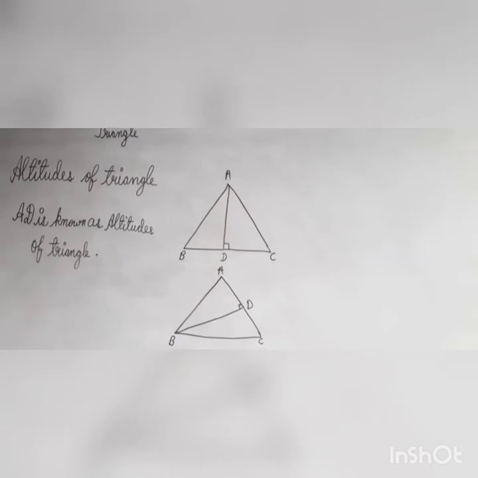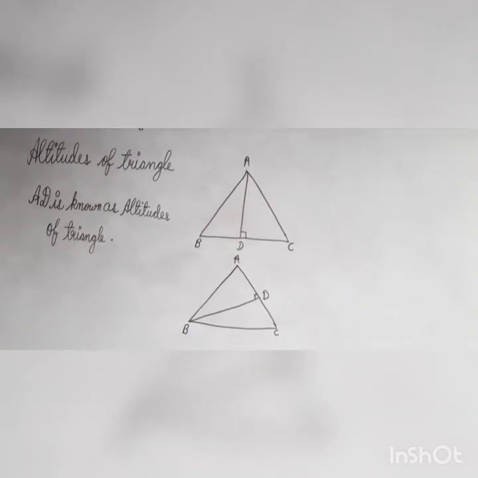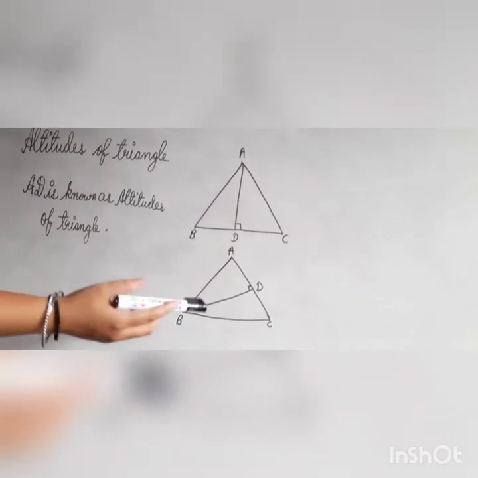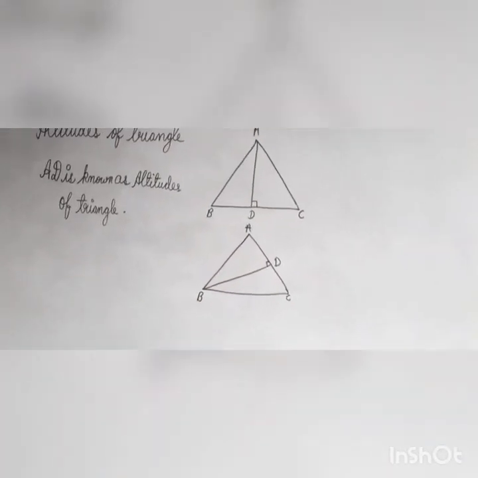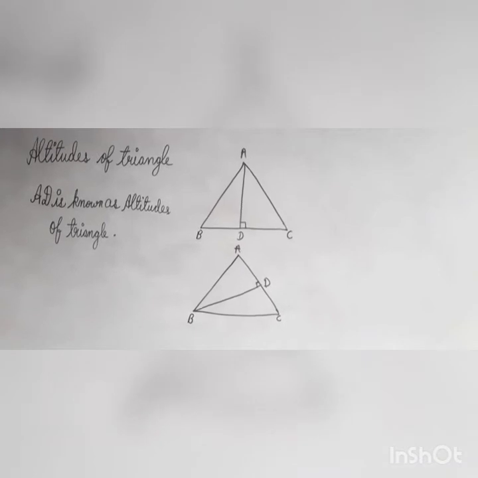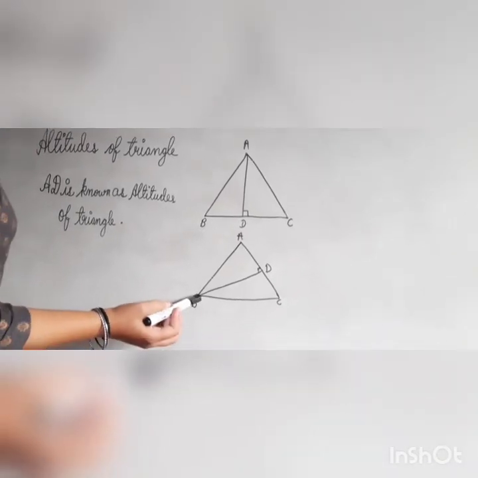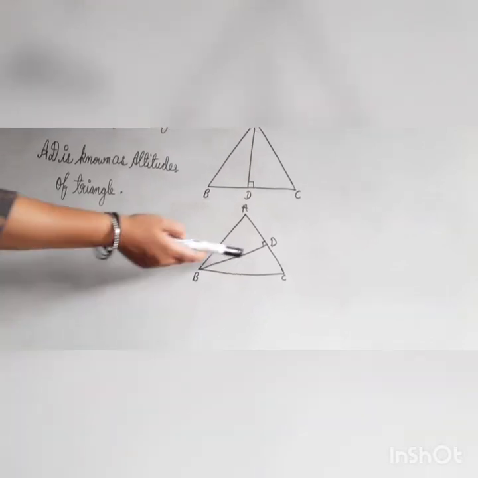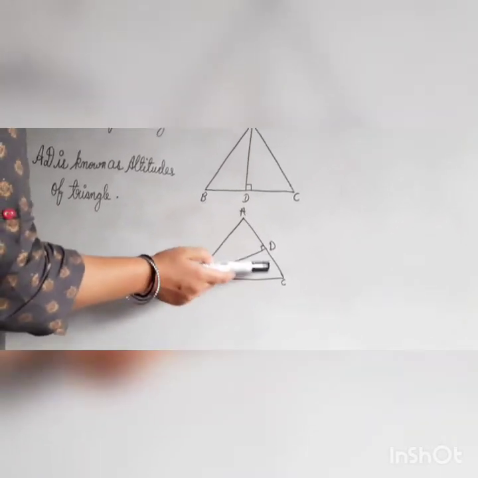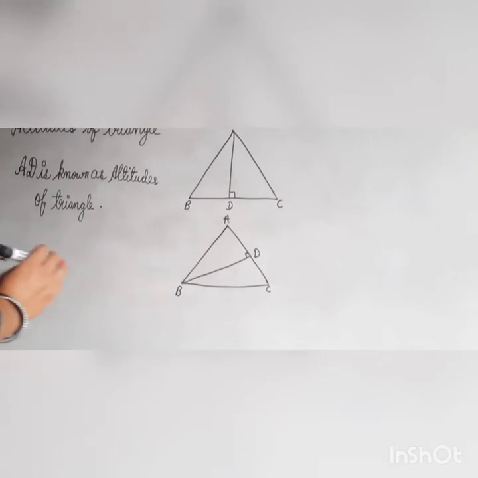You can see in this figure that BD is an altitude. You can see that an altitude has one endpoint at the vertex and the other point at the line segment opposite to the vertex B.